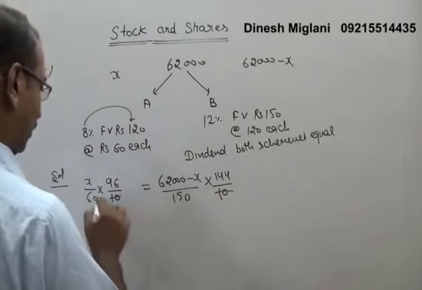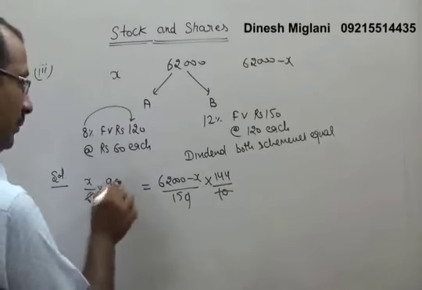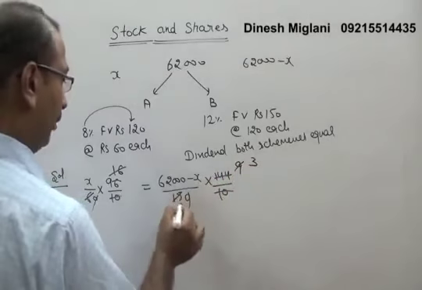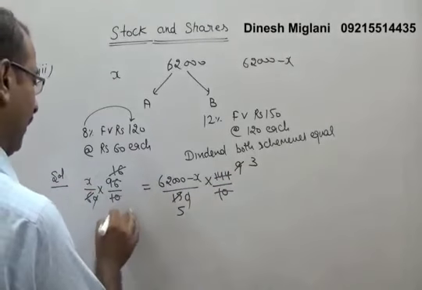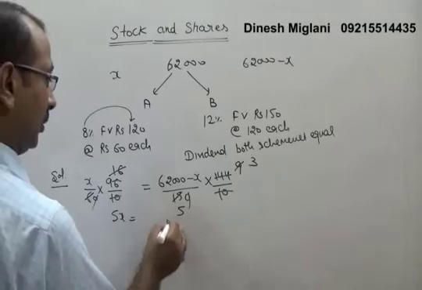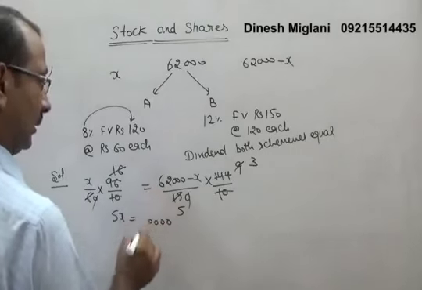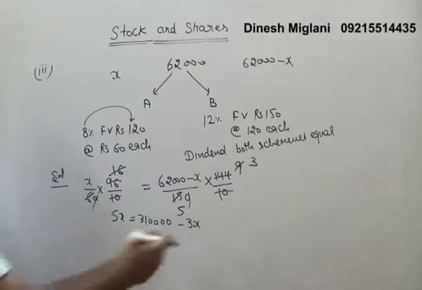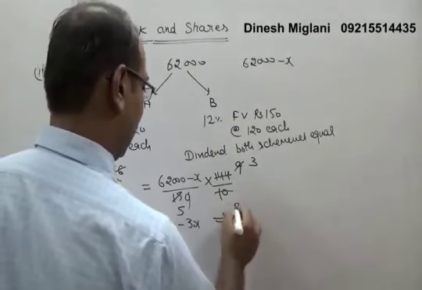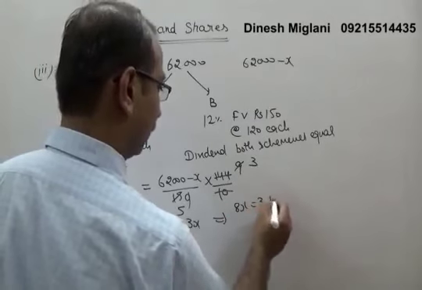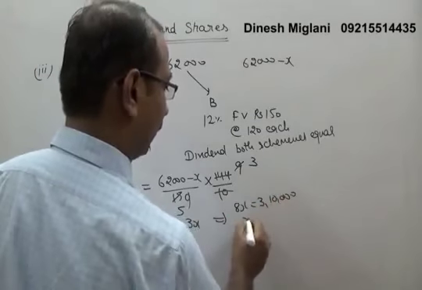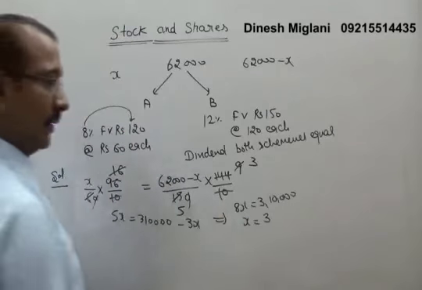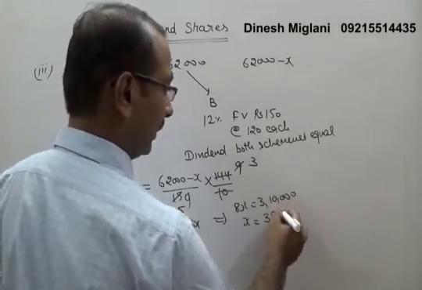10 will be cancelled out, 0 will be cancelled out, 6 will go on 16, 16 will go on 9, 3 will go on 3, 3 will go on 5. I have to cross multiply. 5x is equal to 310,000 minus 3x, or what I can say, 3x will come here. So I may say 8x equal to 310,000. For finding x, I have to divide it by 8, which gives 38,750.